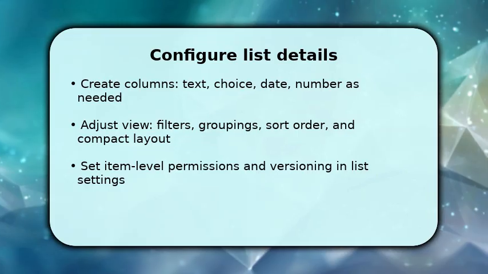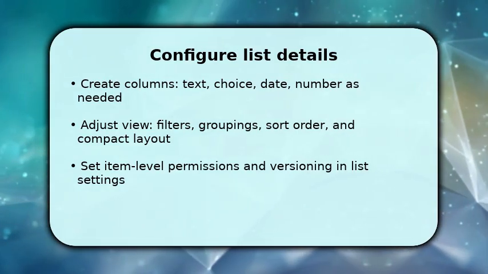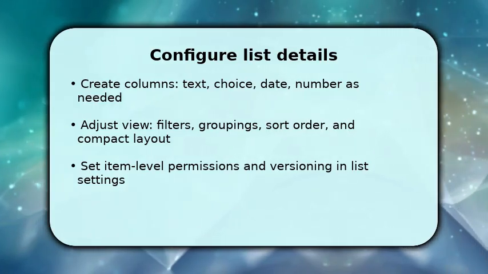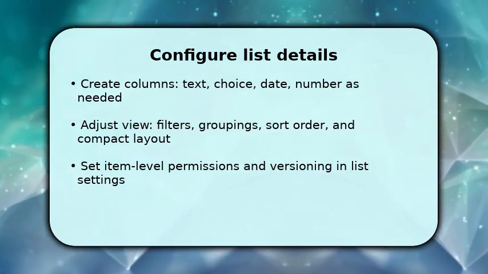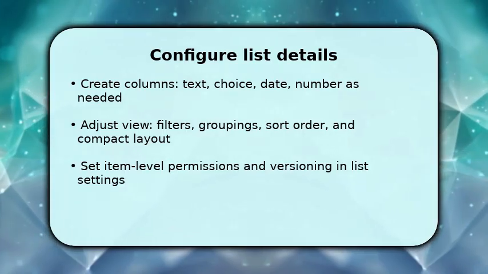Then adjust the view. Apply filters, group by a key column, and set sort order to surface priority items. Compact layout saves space. Finally, open list settings to enable versioning or limit who can edit items, since these controls prevent accidental data loss and support audits.